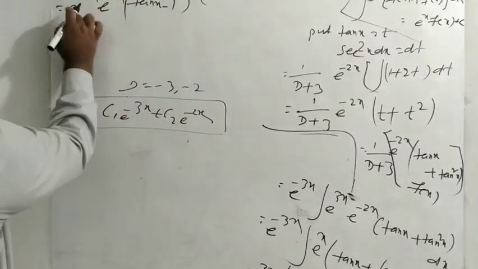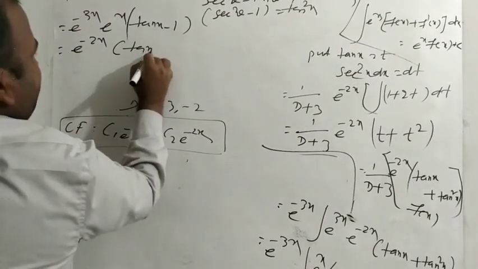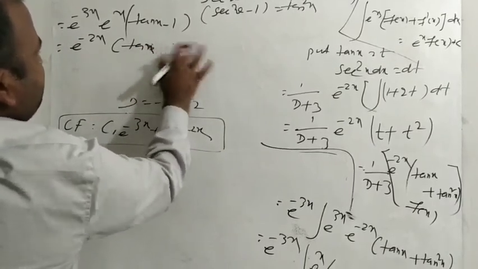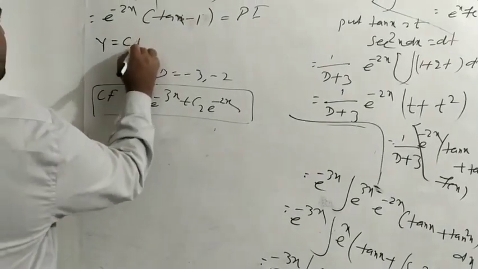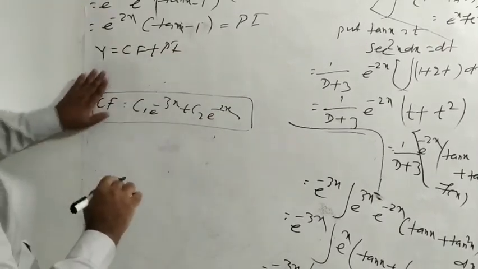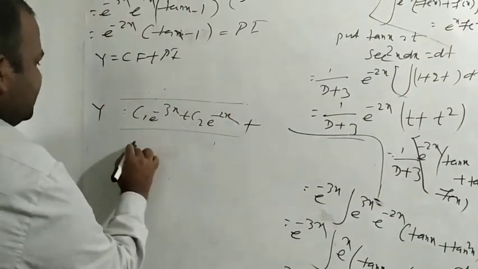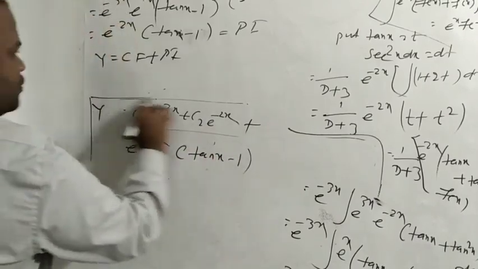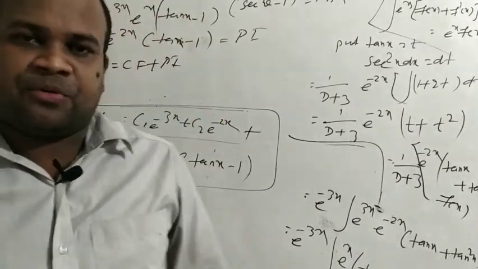So that is e raised to minus 3x into e raised to x, so e raised to minus 2x tan x minus 1. So this is y equals CF plus PI. So what is CF? This is our CF. So that is y equals CF plus e raised to minus 2x tan x minus 1. So this is your total solution. Okay, in this way, by using the general method, you will solve various types of problems. Okay, thank you.